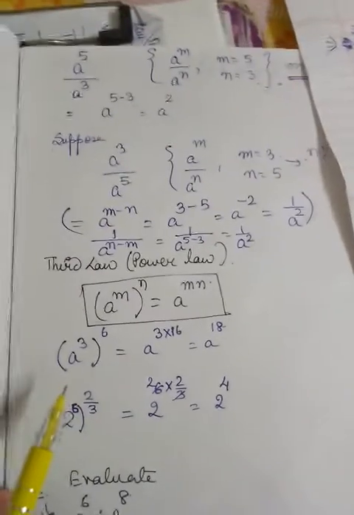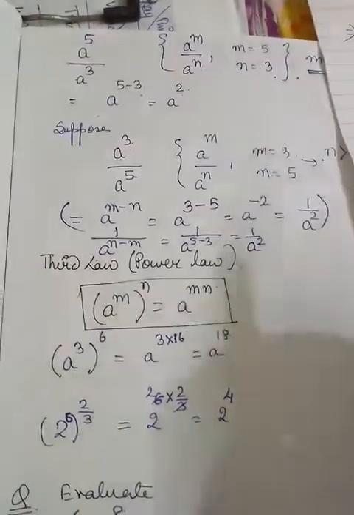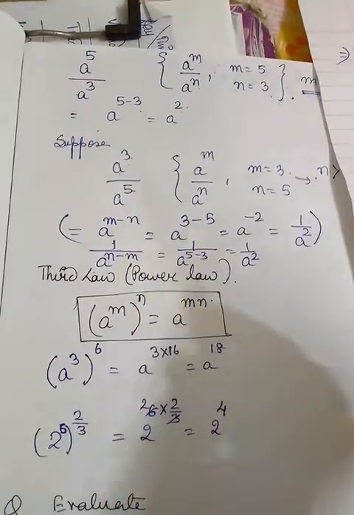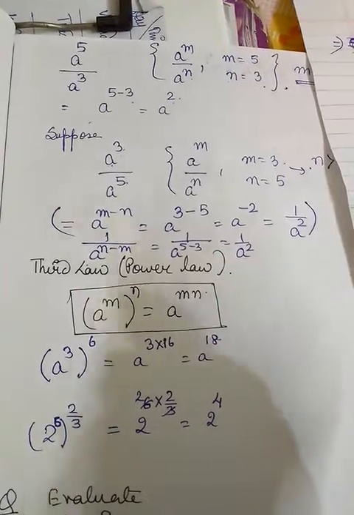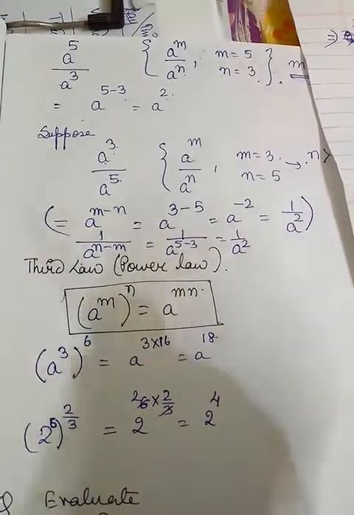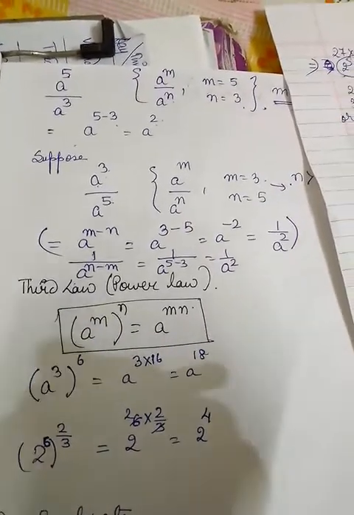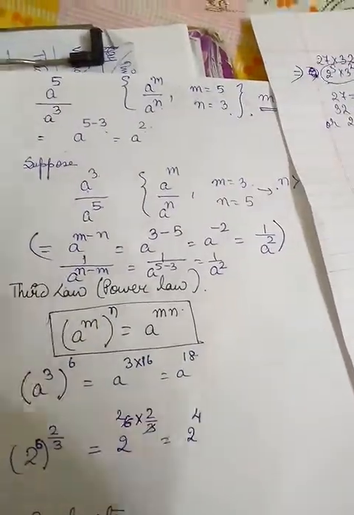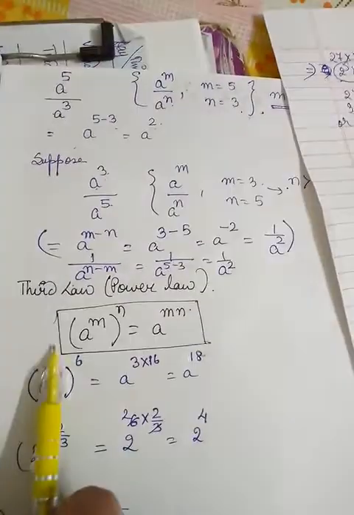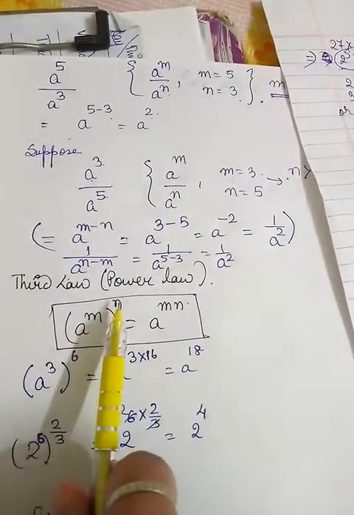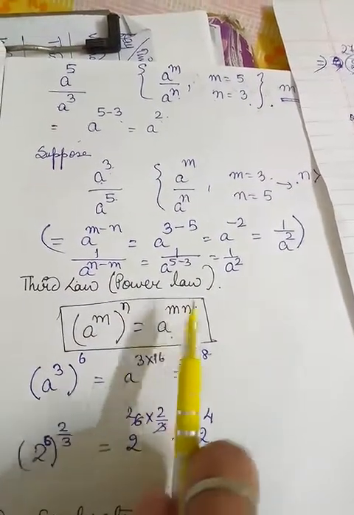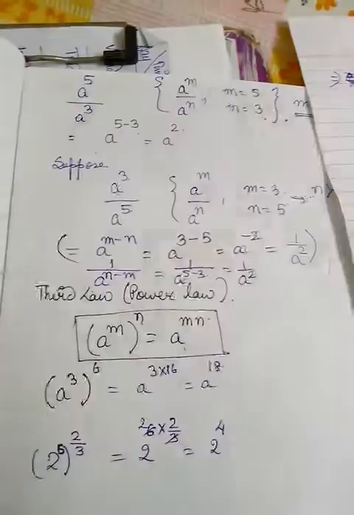And then the third law, which is also called the power law, in which if a number is in the form of an index which is raised to another index, then we have the base raised to the product of the two indices, and that is a to the power m, to the power n, equals a to the power m into n.